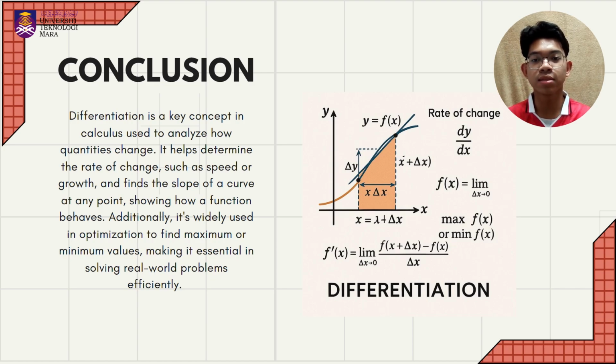To sum up, for the conclusion, differentiation is a key concept in calculus used to analyze how quantities change. It helps determine the rates of change, such as speed or growth, and finds the slope of a curve at any point, showing how a function behaves. Additionally, it's widely used in optimization to find maximum or minimum values, making it essential in solving real-world problems efficiently.